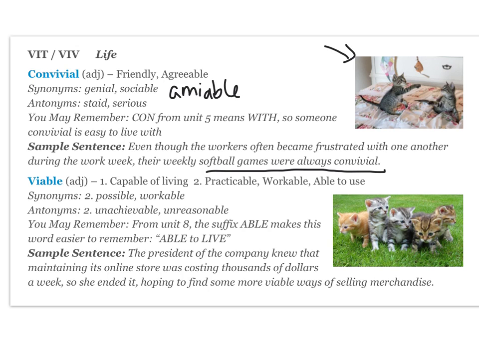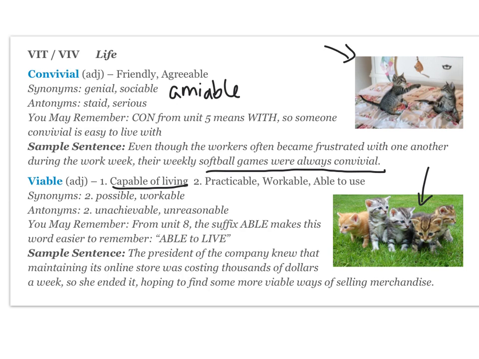Your next word is viable, which has two kind of different definitions. The first one is capable of living. So I have kittens over here because when a litter of animals is born, a person might check to make sure that they are all viable. It's possible that sometimes a kitten might be born too small and it wouldn't be capable of surviving, so it would not be viable. These kittens are all viable.